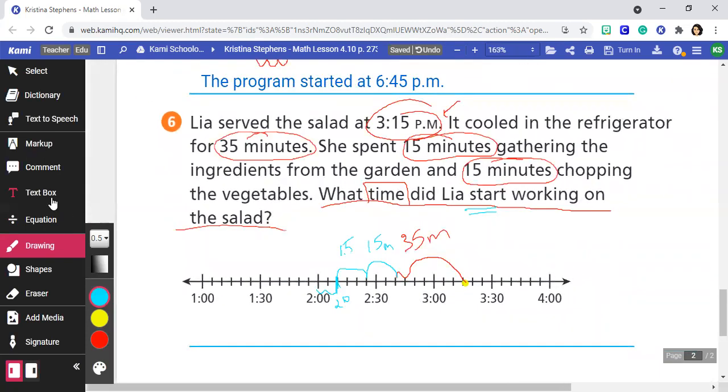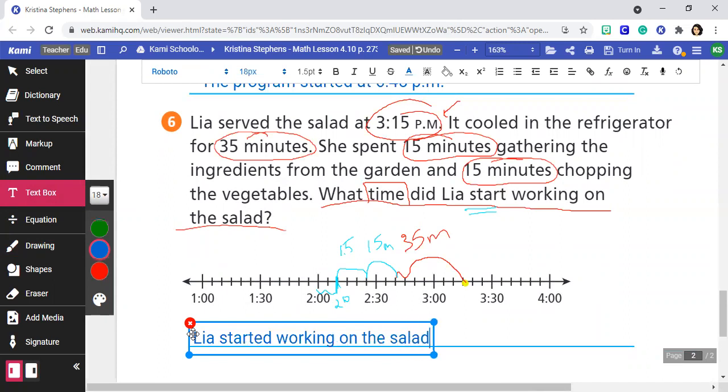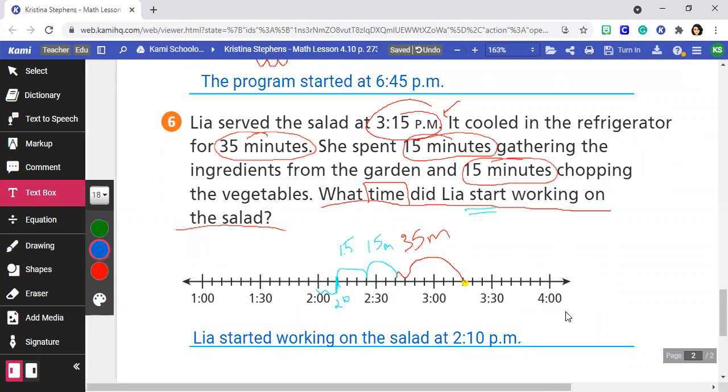What time did Leah start working on the salad? Leah started working on the salad at 2:10 p.m. And my hypothesis was correct about the label. Leah started working on the salad at 2:10 p.m.